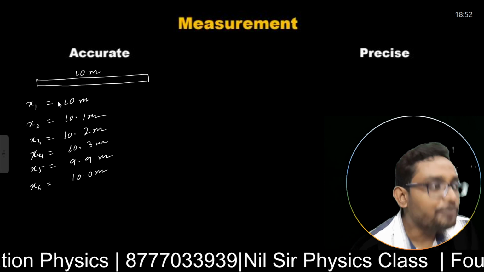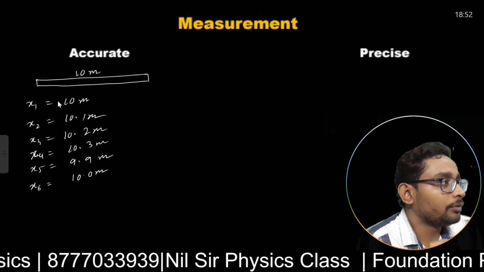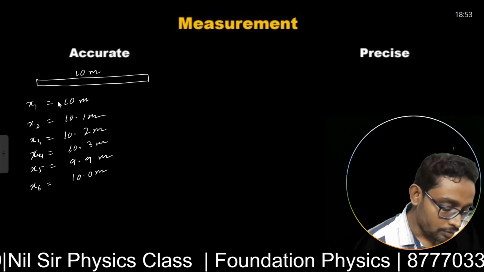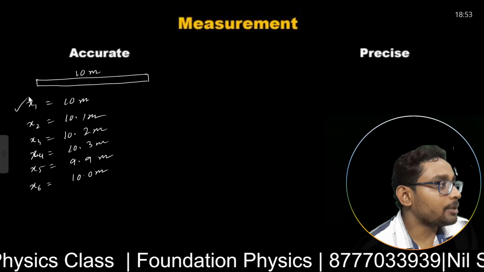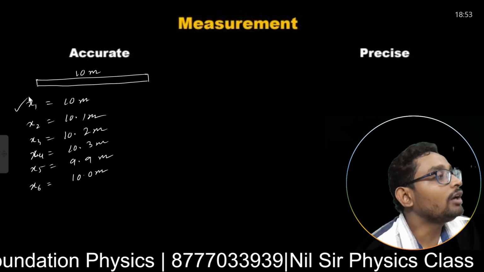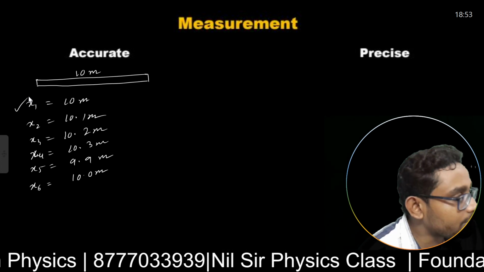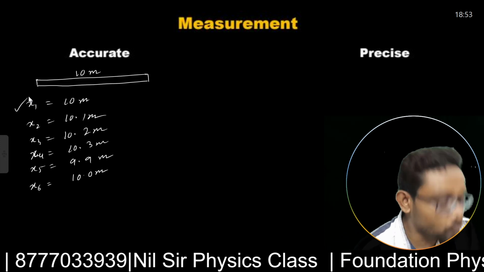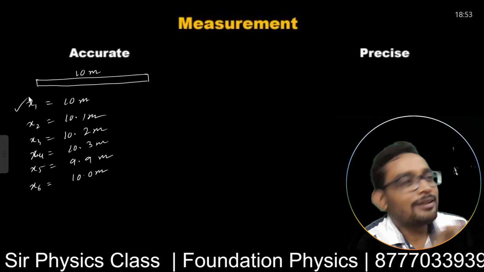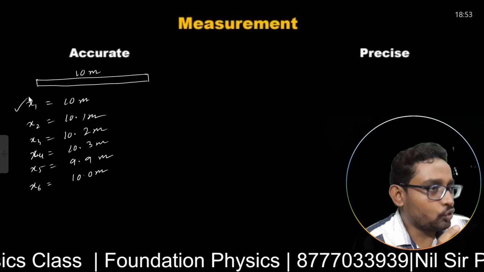Every time you are very close to your accurate value, right? So this is called accurate measurement. It is very close to the actual value. Not the actual value, but very close to the actual value.